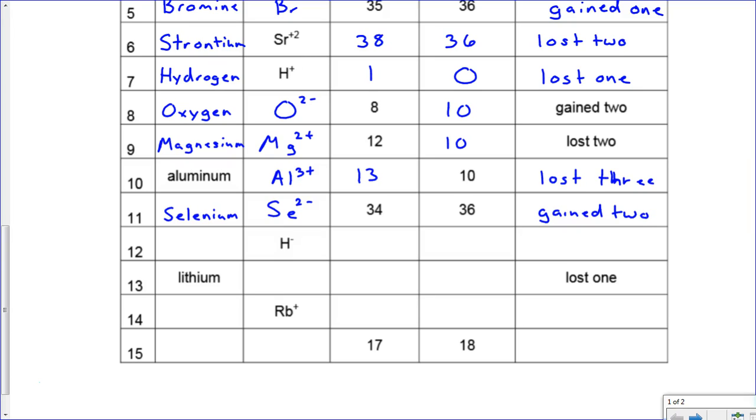For number 12, this is hydrogen again, but this is the negative version of it. It has 1 proton, but since it's the negative version, it's gained an electron, so it has 2 electrons. It has gained 1.